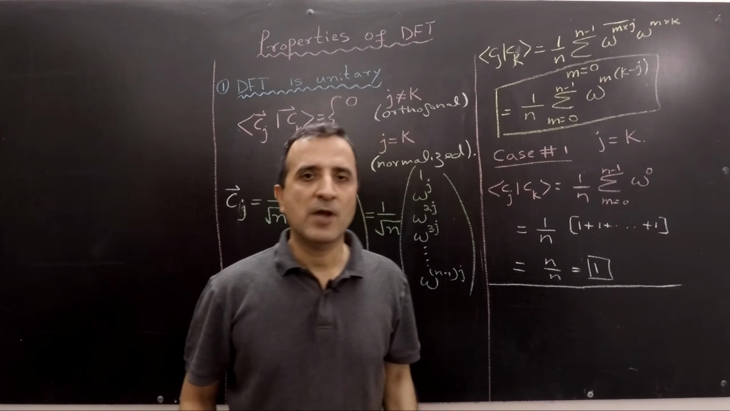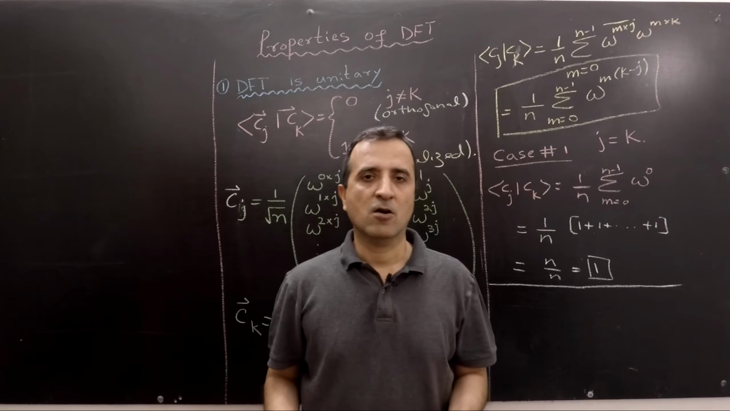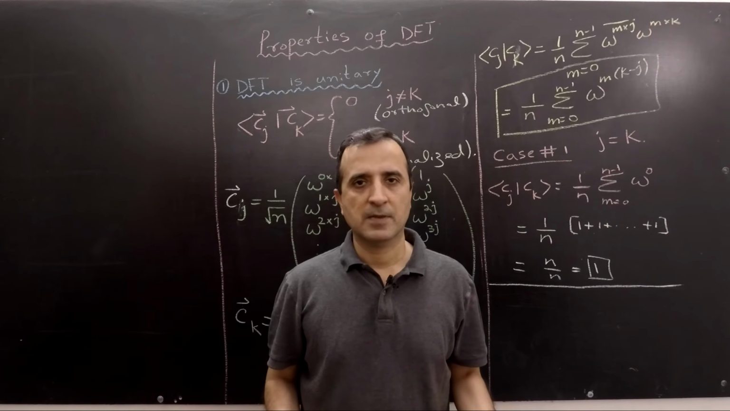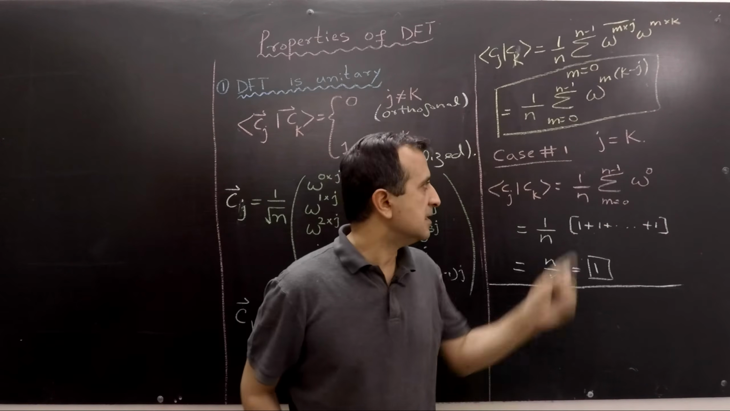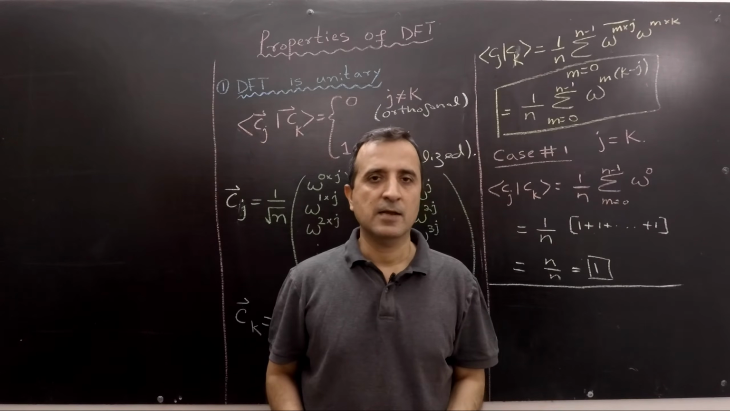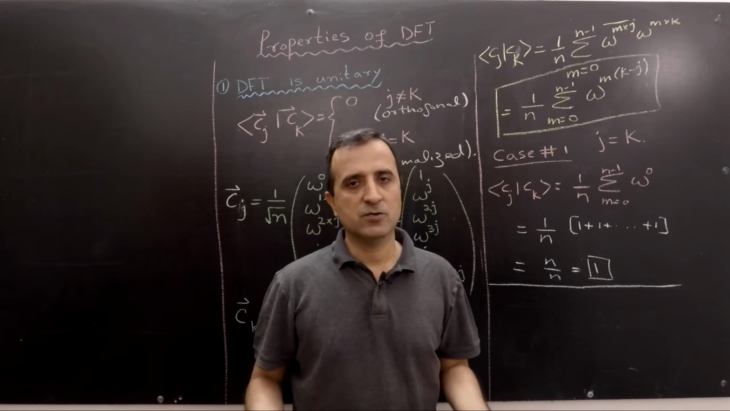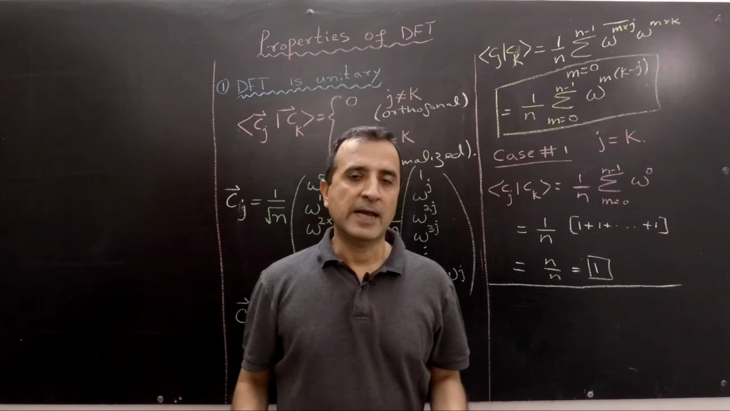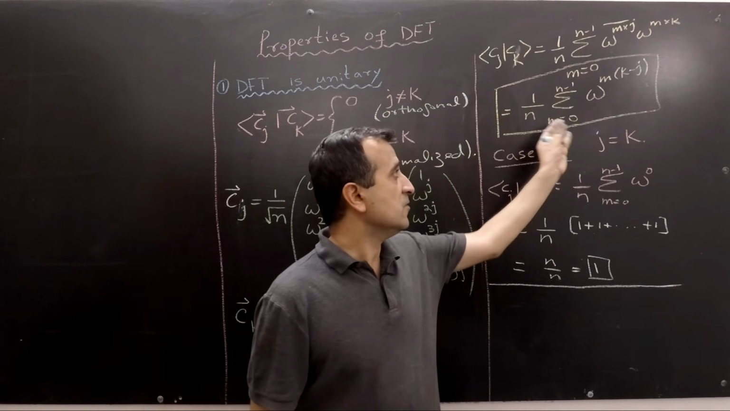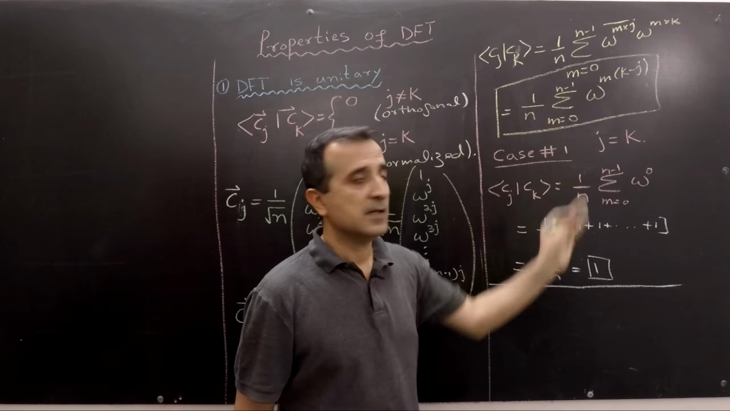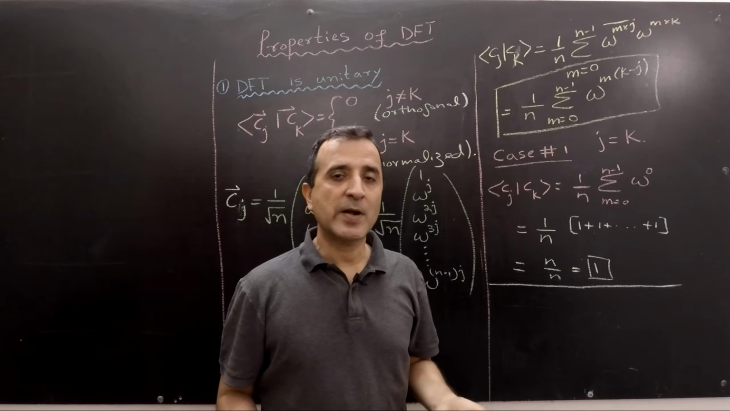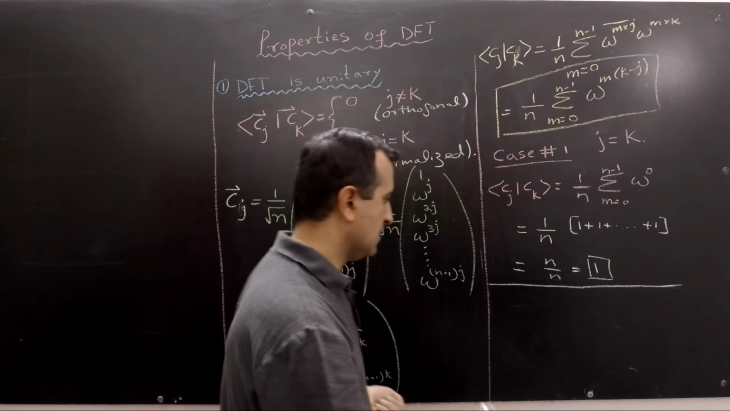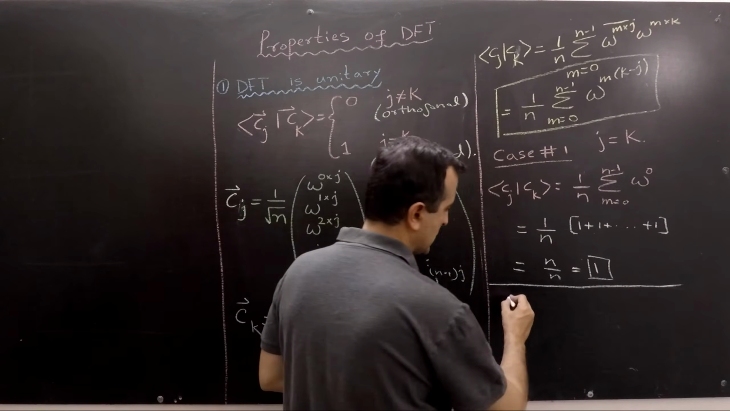So now we have to show the second case, that columns are orthogonal with each other. That means when j is not equal to k, then their dot product is equal to 0. To that end, we can observe that the dot product is basically a geometric series. So let's quickly revise the geometric series.